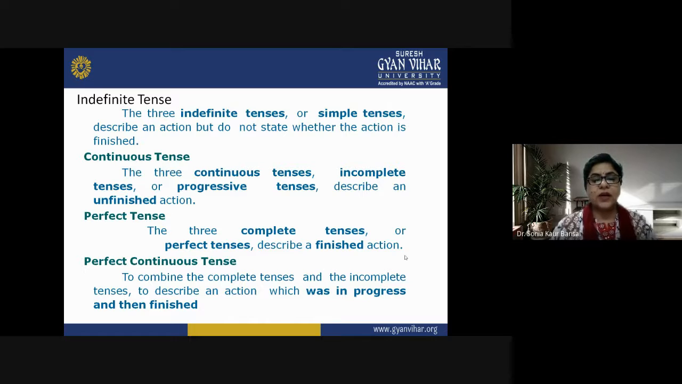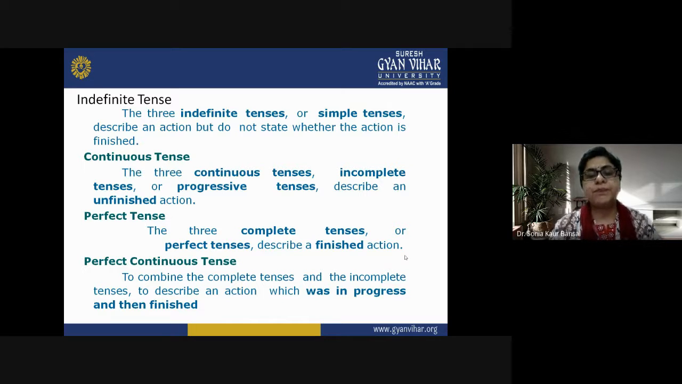Okay, then we have come to the fourth important aspect, that is perfect continuous tense. The perfect continuous tense, in the three tenses, present, past, and future, combines the complete tenses and the incomplete tenses to describe an action which was in progress and then finished. So now here we are actually doing two things. In perfect continuous tense, the particular action started, was in progress, and then it finished also.